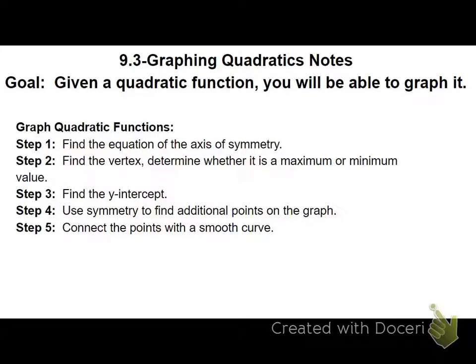Step 2, you know how to find the vertex. You know how to tell if it's maximum or minimum. You already know how to do that. We learned that yesterday. Step 3, you know how to find the y-intercept. We learned that yesterday, and we reviewed it again today. Step 4, this is the new point. Using the vertex, we're going to use symmetry to find additional points on the graph. That's the only new step.